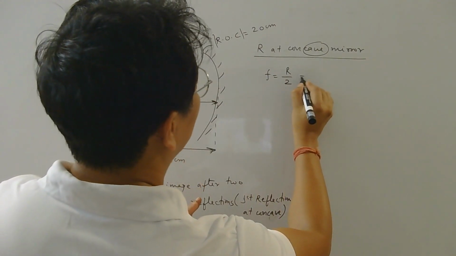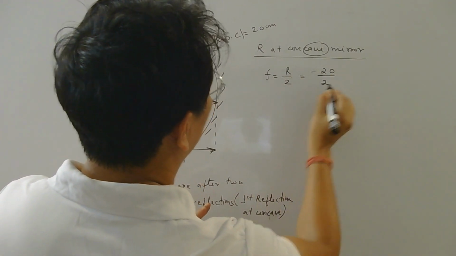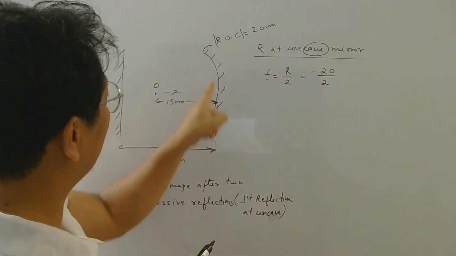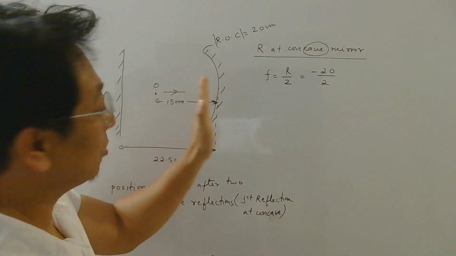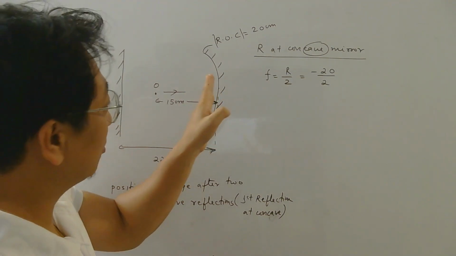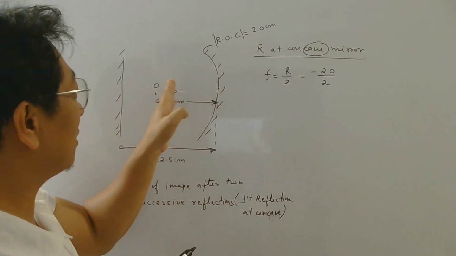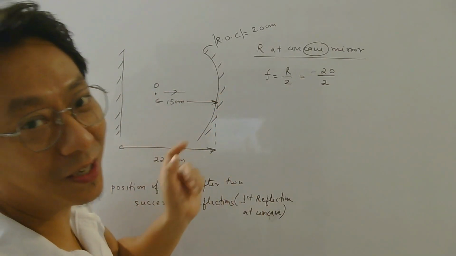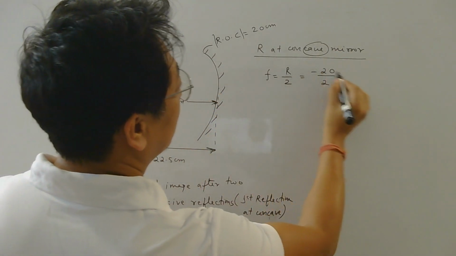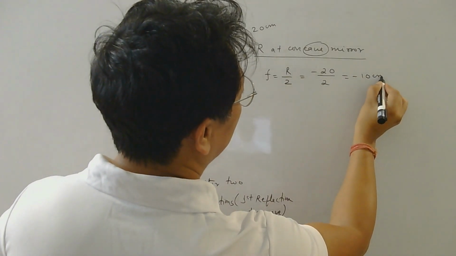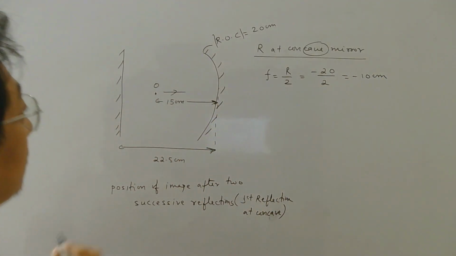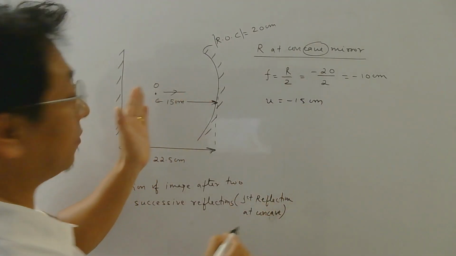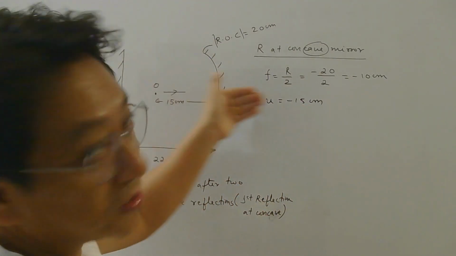So what is the radius of curvature? Minus 20, because the incident ray is coming this way, but the center will be on the left side, so we have to start from the pole. So from the pole, when you go to the center, it is opposite to the incident ray, and by sign convention we take it negative. So the radius of curvature is minus, so minus 10 centimeter is the focal length. Object distance is how much? Minus 15, because the object is to the left of the mirror, so opposite to the incident ray.